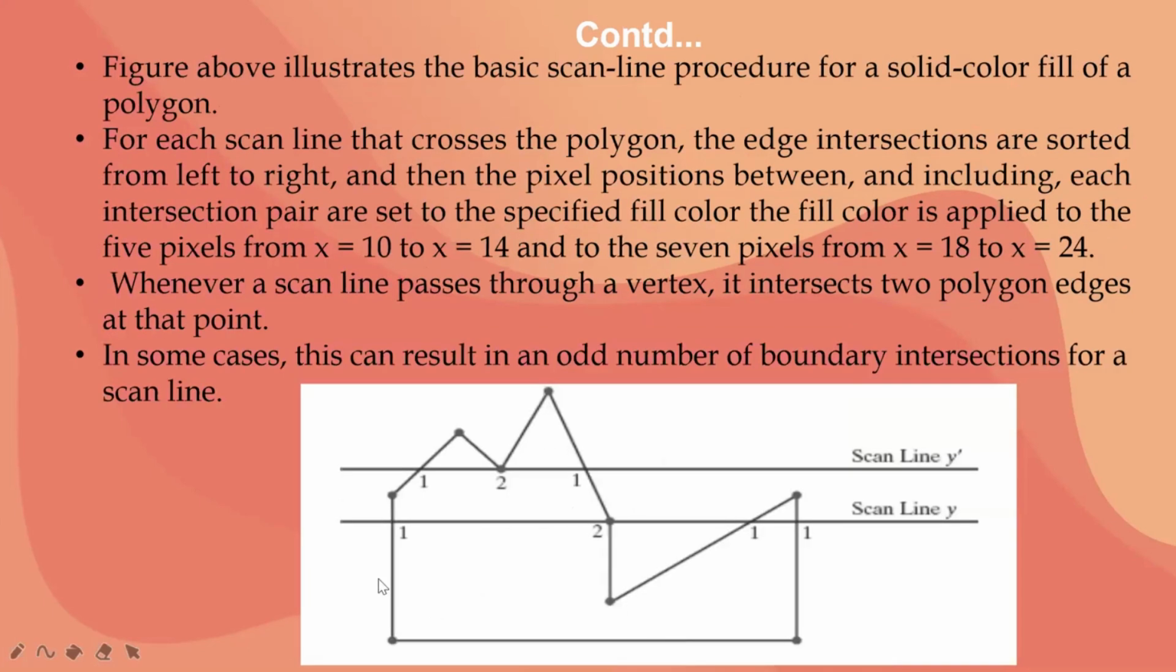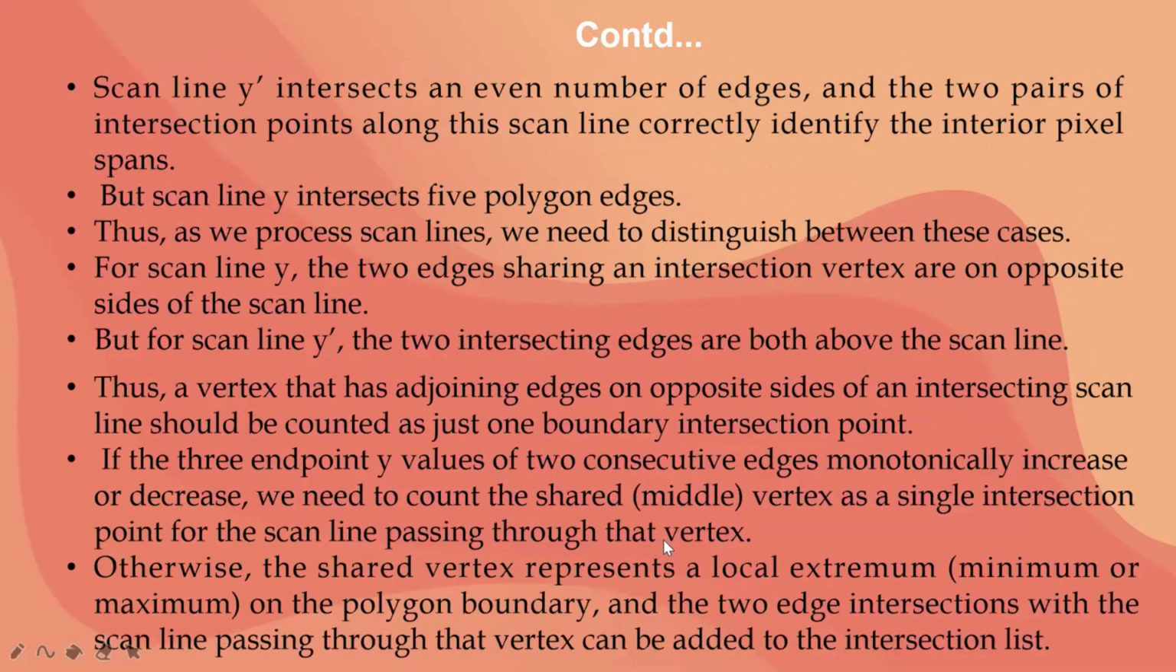But in some cases, we will have an odd number of boundary intersections for a scan line. So what is that odd number of boundary intersections? It looks like this. This is a diagram for that. How you are going to find out, we'll see. These are nodes you can remember easily, so I'll explain everything.